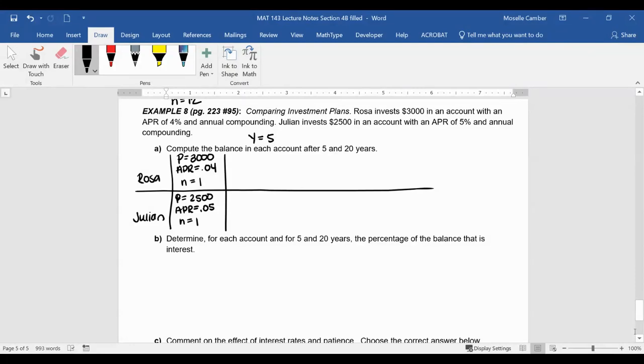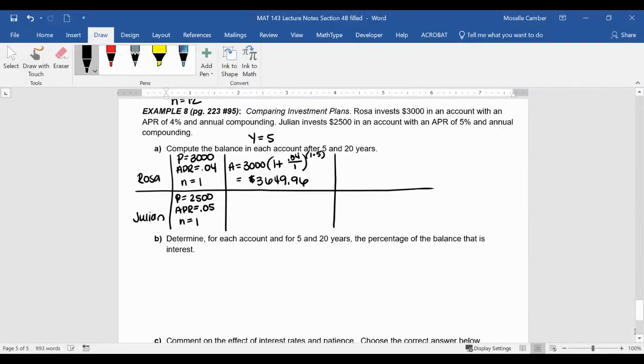So plugging it into the equation, because it is compounding, we're going to use our exponential. So our ending amount is going to be our principal times 1 plus our annual rate by the number of times per year. There's 1 time per year for 5 years. And we get a balance of $3,649.96. So $3,649.96 after 5 years for Rosa.